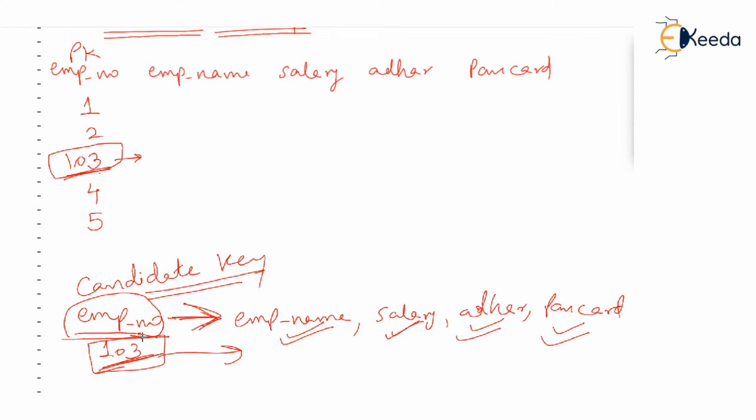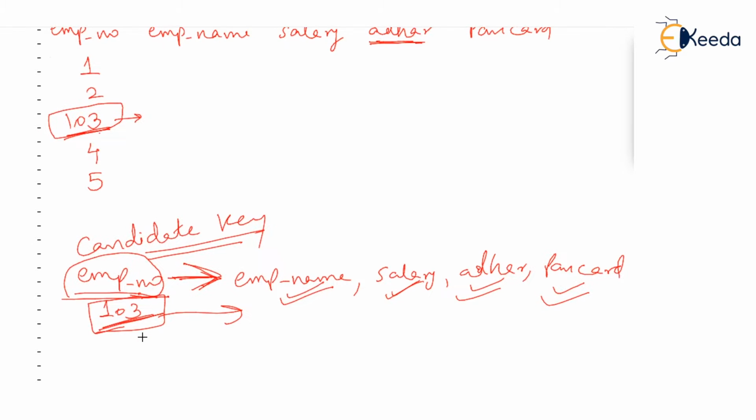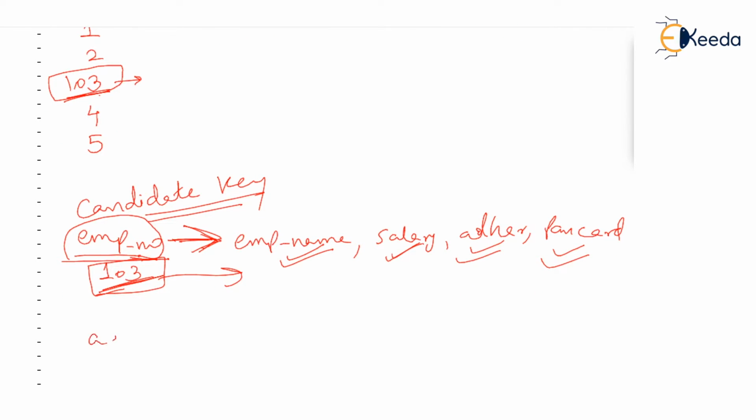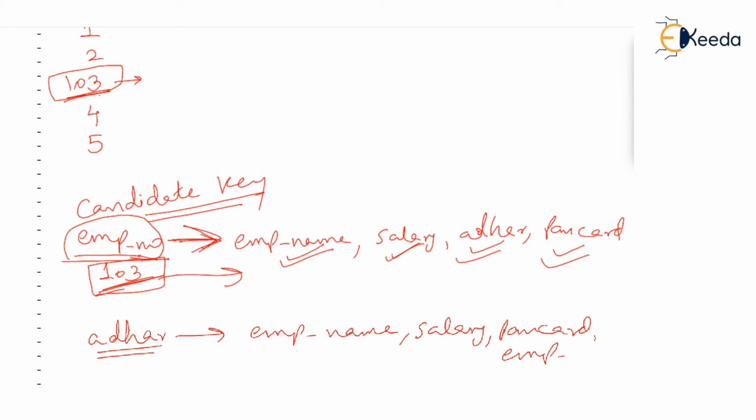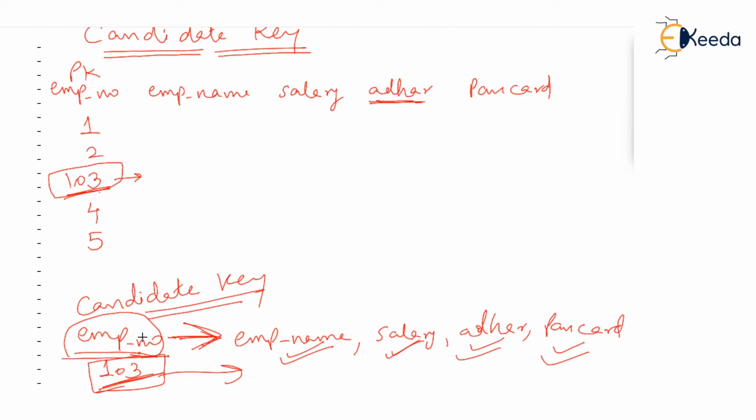Wait now. Just check Aadhaar number. Imagine you give Aadhaar number, then once Aadhaar number is given, you can easily determine name of the employee, salary, PAN card, and EMP number. Please try to understand because Aadhaar number is also unique. Isn't it so? Given somebody's Aadhaar number, you can definitely determine all other attributes. But given name, somebody's name, if you give, you can't determine all the attributes.